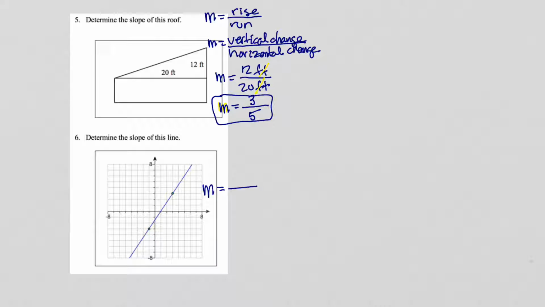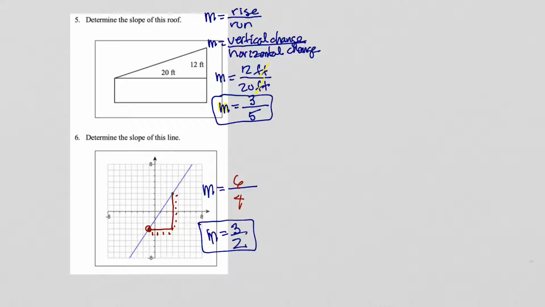So if you start here, now let's do this. If I start here, I go over what? 1, 2, 3, 4. I go over 4, and then we go up, what, 1, 2, 3, 4, 5, 6. Right, so this slope is 6 over 4, but we're going to reduce that. M is equal to, divide each one by 2, we'll get 3 over 2.